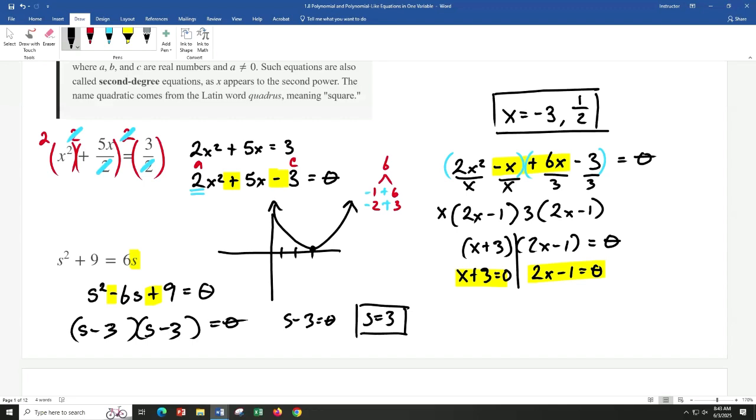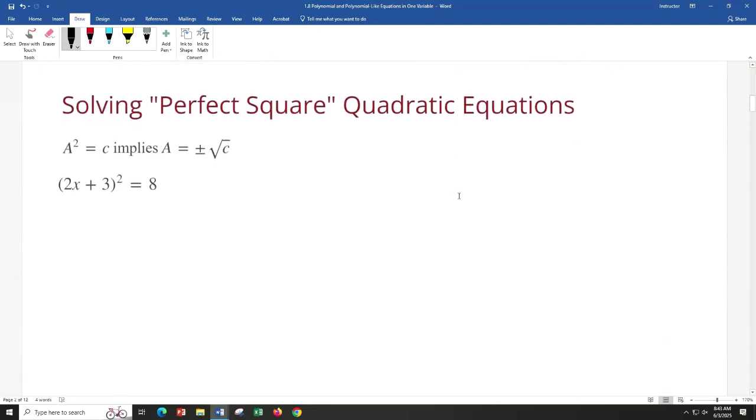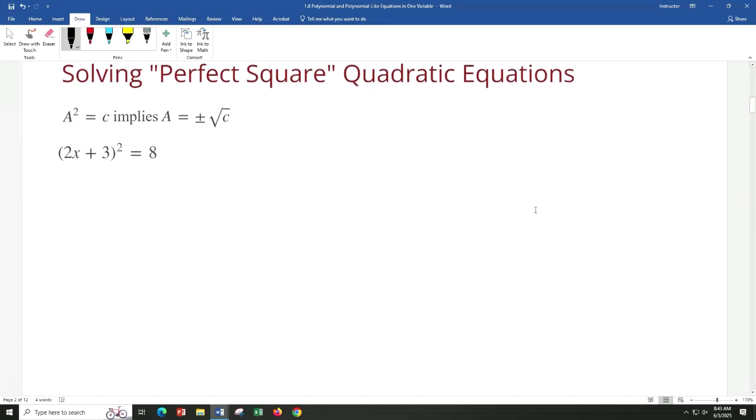Don't worry if you don't remember that, because guess what? You're going to get all kinds of graphing in this class. All right, solving perfect squares. Let's look at that. Let's kind of go back in time, this would be chapter 16, if we were in the previous class.